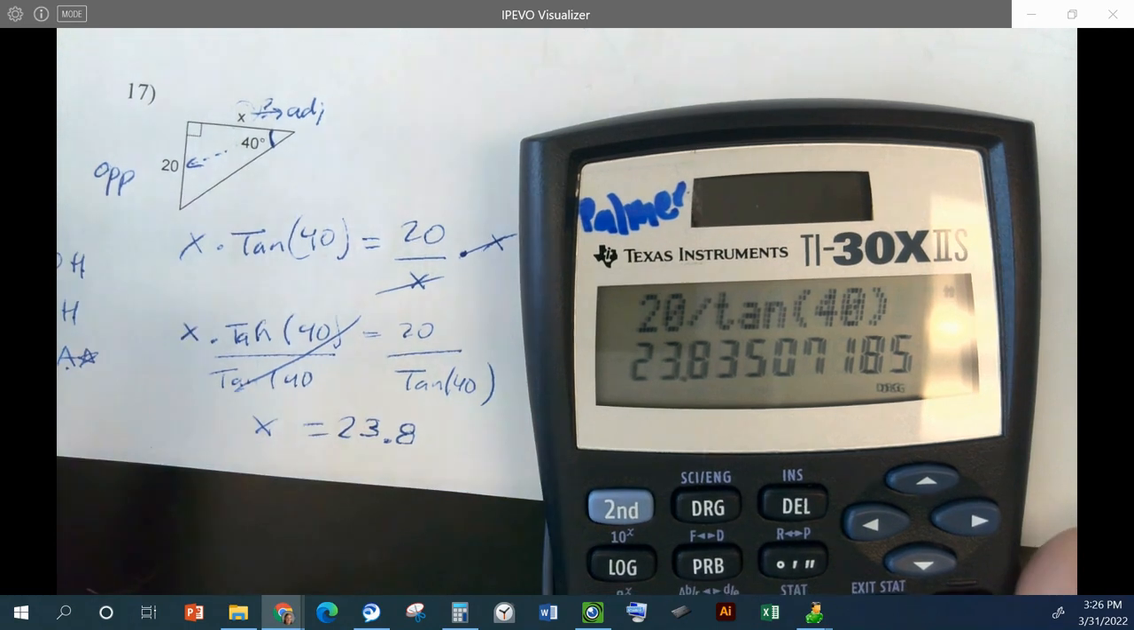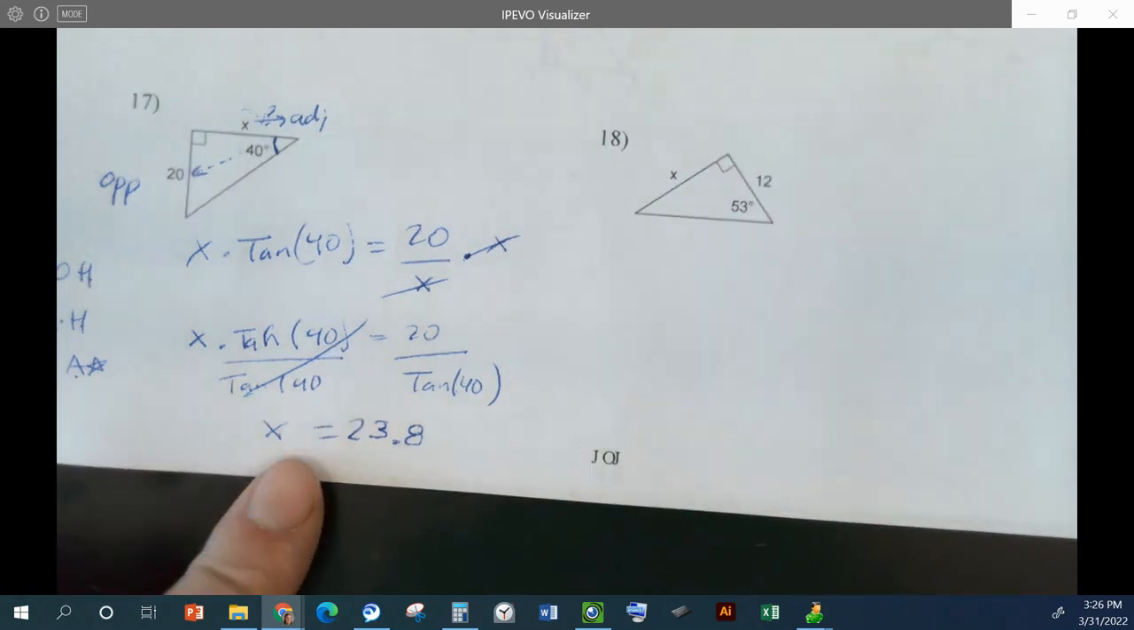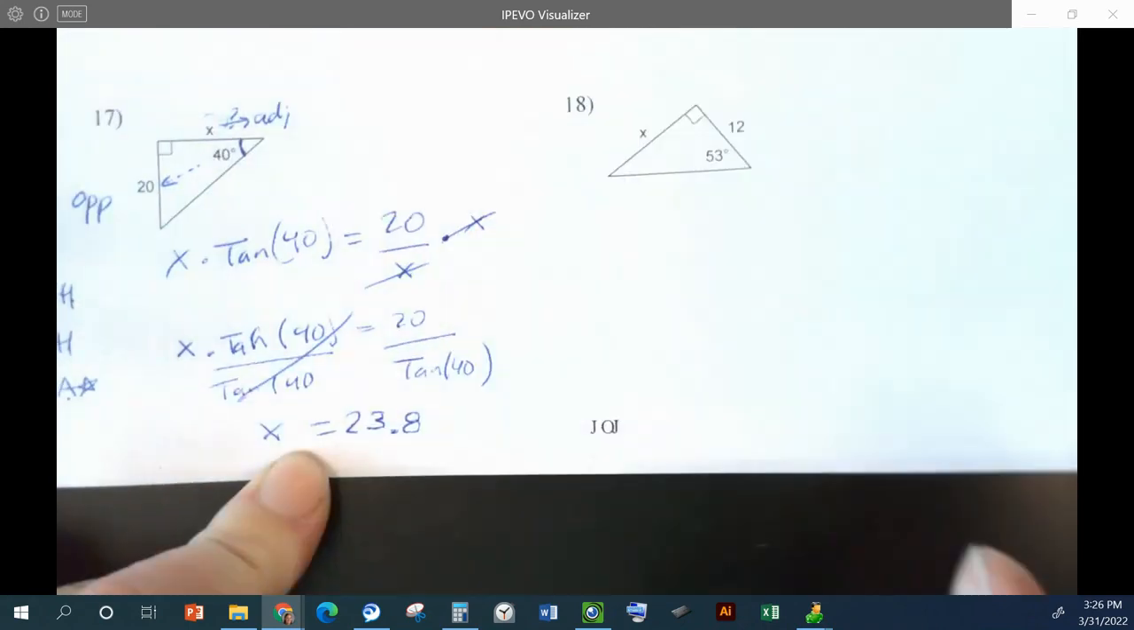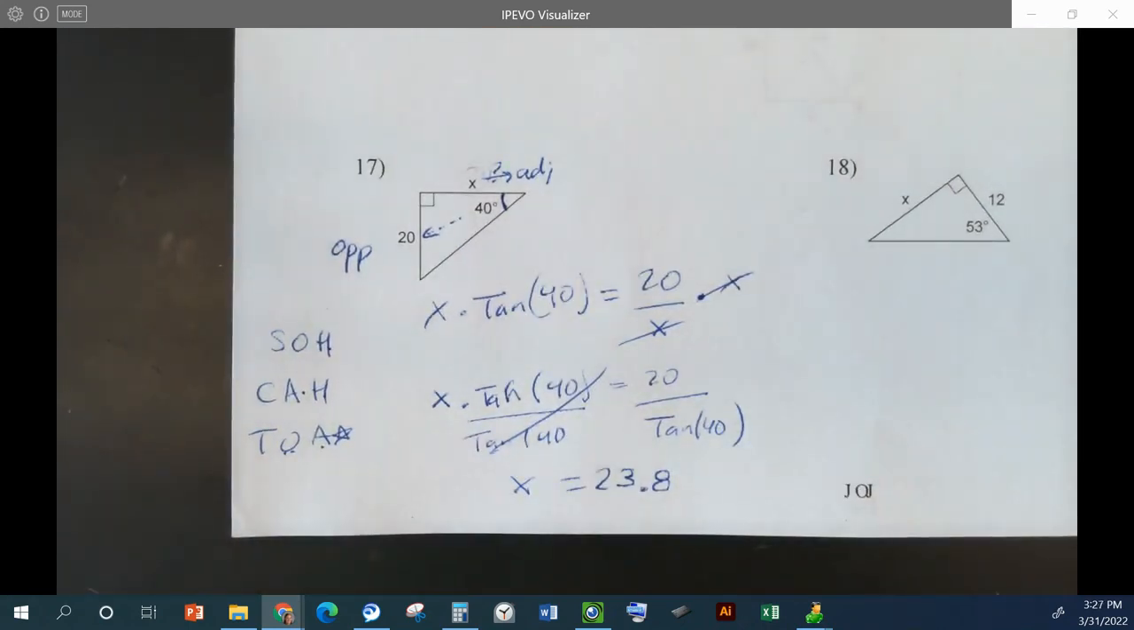Okay. Do you guys see that one? Do you have questions? All right, go ahead and look at the next page. So look at 19 through 24 and decide which one we should do together. 19? Okay. All right.